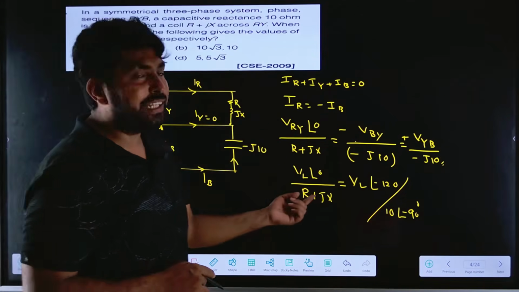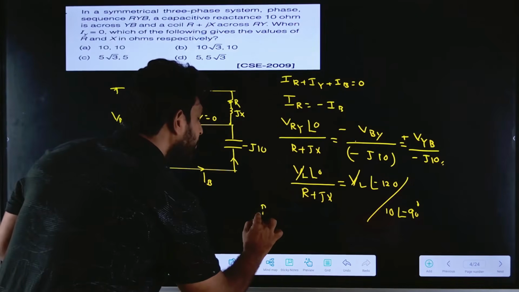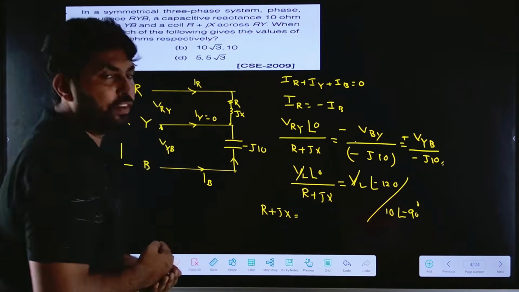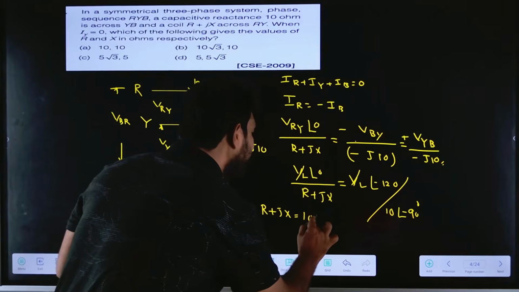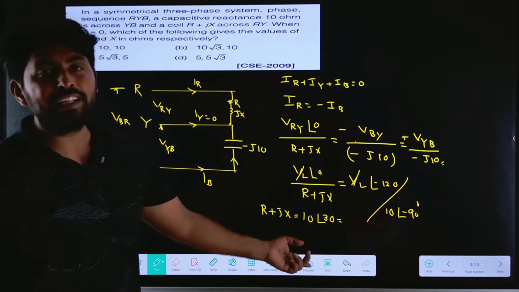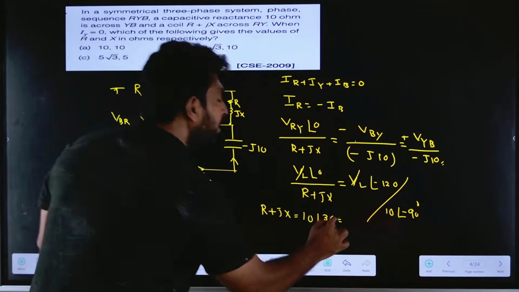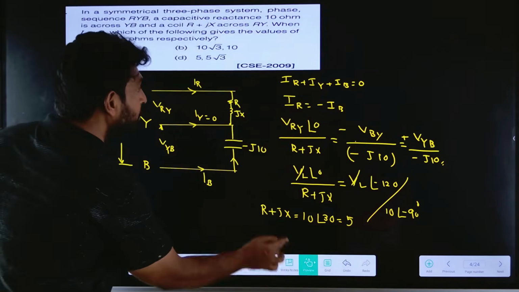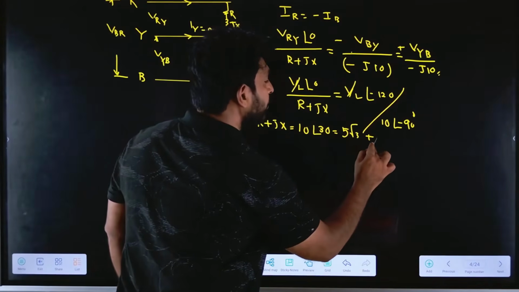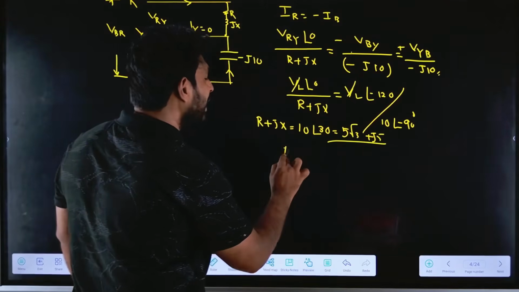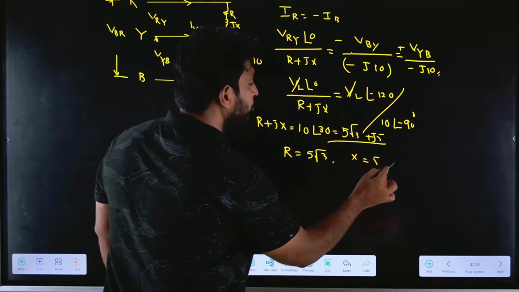So now if I find the R plus JX, VL and VL will get cancelled out. So it will be 10 at an angle of minus 90 divided by minus 120, which is equal to 10 at an angle 30 degrees. If I expand this, 10 cos 30 plus J 10 sin 30, which is equal to 5 root 3 plus J5. So from this R equals 5 root 3 and X equals 5, right?